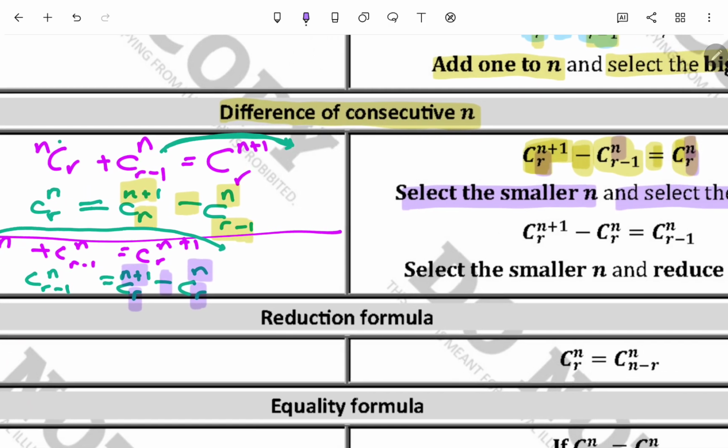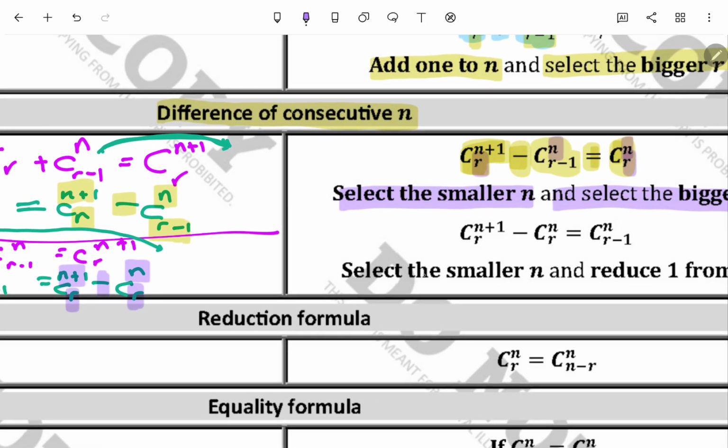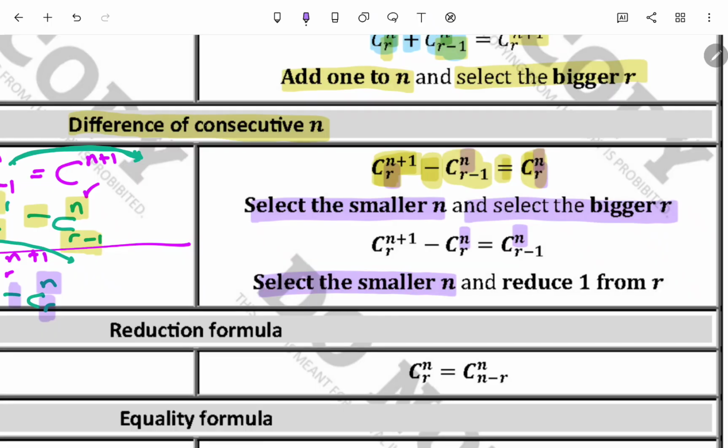With difference, in this case, you are going to apply this rule. You have to select the smaller n, which is this one here, and then reduce your r by 1, like this, because we have the same r here and there. So reduce it by 1. And this is for difference, which is coming from this sum rule.